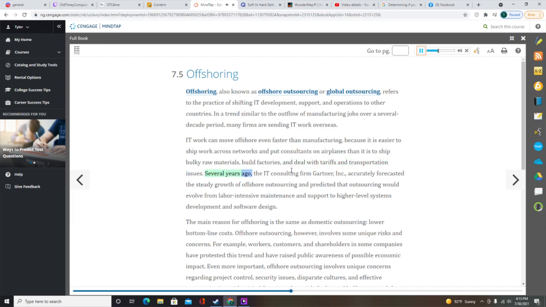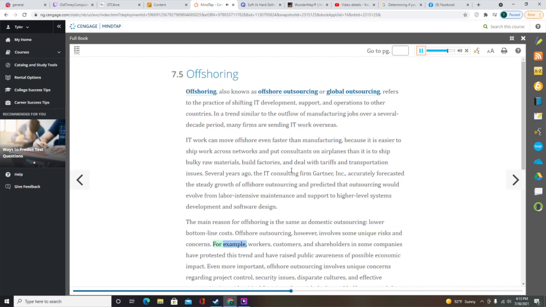Several years ago, the IT consulting firm Gartner, Incorporated, accurately forecasted the steady growth of offshore outsourcing and predicted that outsourcing would evolve from labor-intensive maintenance and support to higher-level systems development and software design. The main reason for offshoring is the same as domestic outsourcing: lower bottom-line costs. Offshore outsourcing, however, involves some unique risks and concerns.